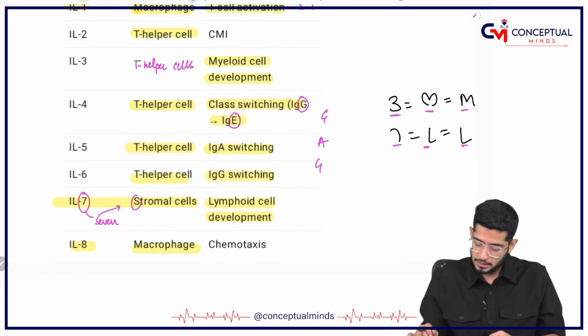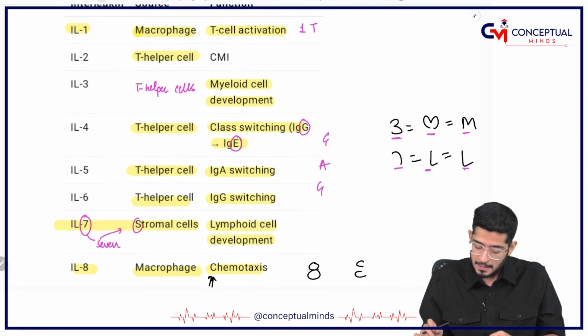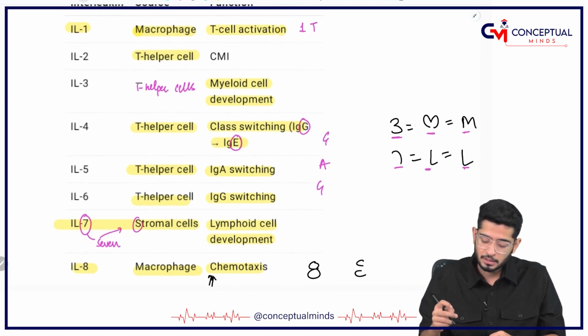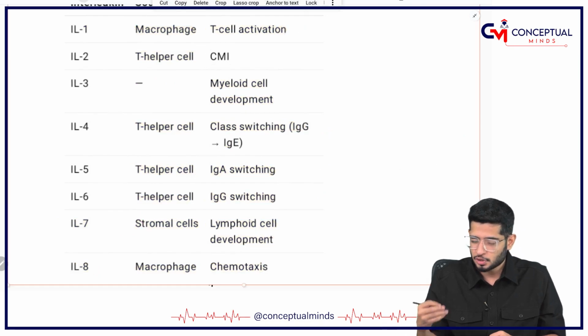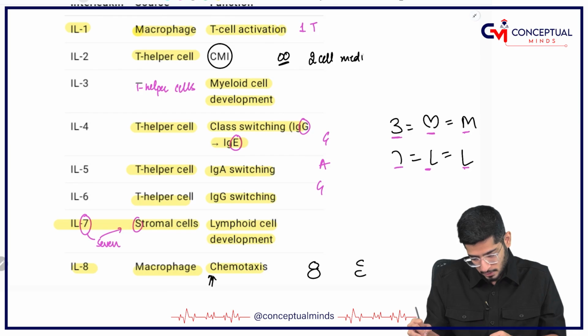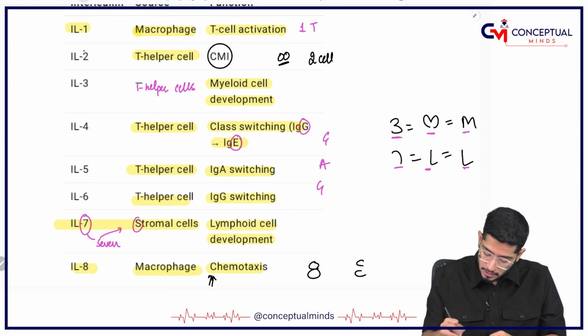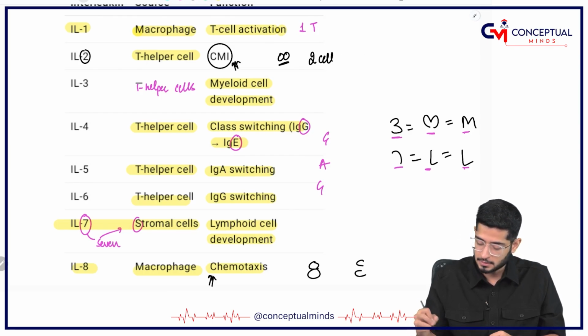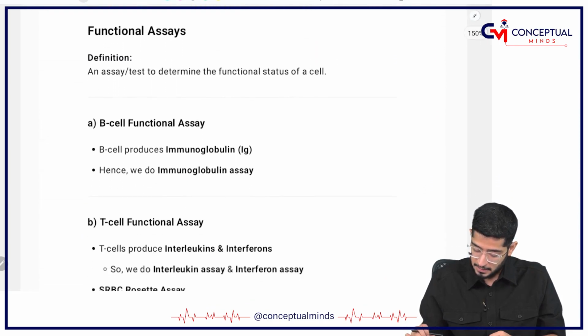Then coming on to interleukin 8, 8 is written like this. If you cut it, this becomes 2C. So it is to tell you that 8 is responsible for chemotaxis. Whereas interleukin 2 is responsible for cell mediated immunity. So imagine in your brains that you have 2 cells coming together. So 2 cells means what? 2 cell mediated immunity. So 2 cell means interleukin 2 and of course cell mediated immunity. So this was about the interleukins.